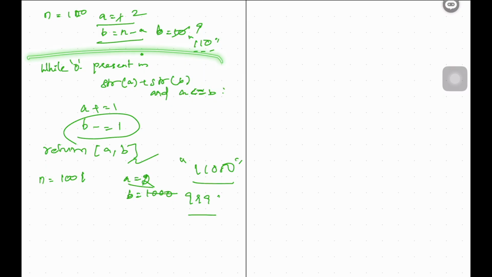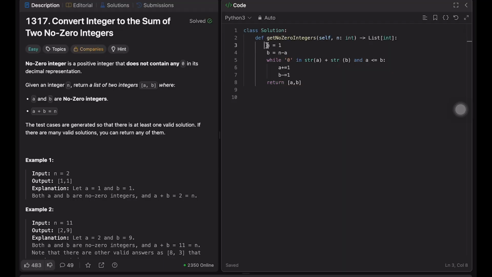Let's take a look at the code. We have given a equals 1 and b equals n minus a. So until we have zeros in the string of a and b, we will always be running through this loop, increasing a and decreasing b, while a is less than or equal to b and zero is in the numbers. If not, then we are returning a and b because we can return any. If there are many valid solutions, you can return any of them.